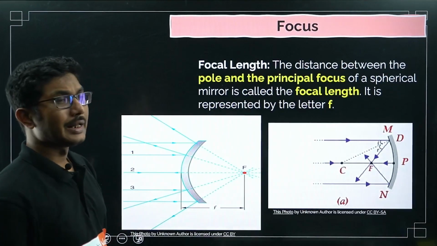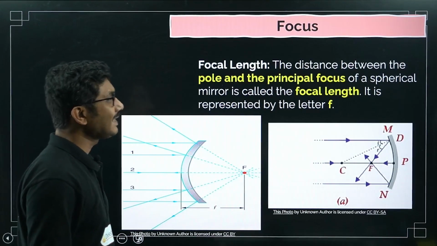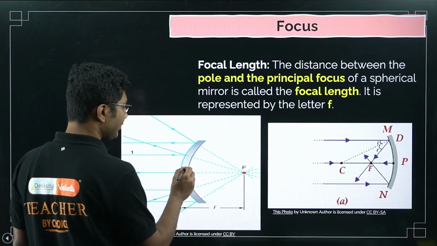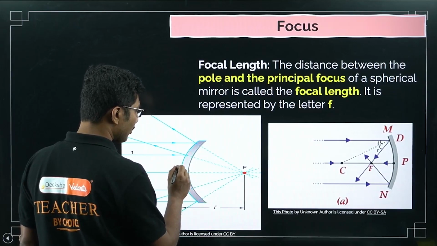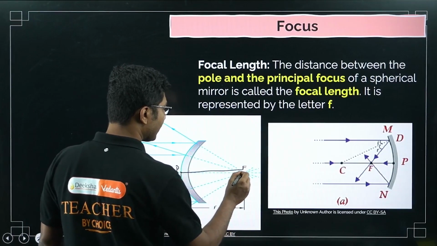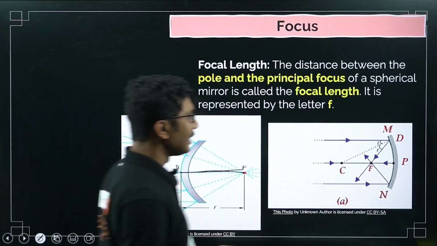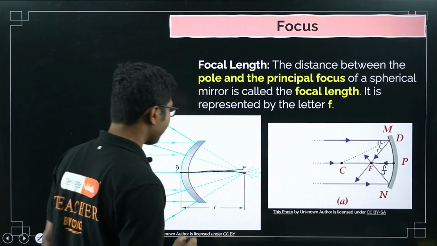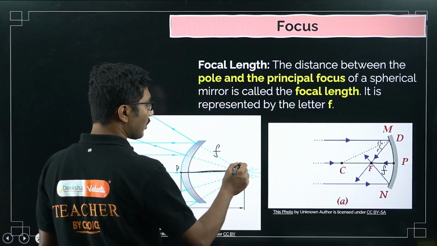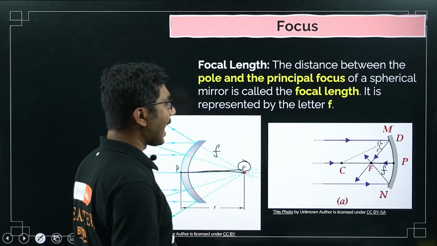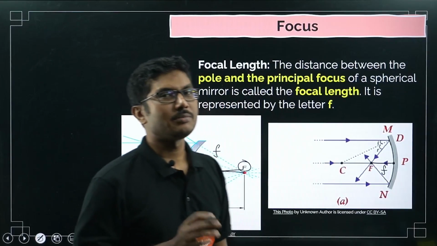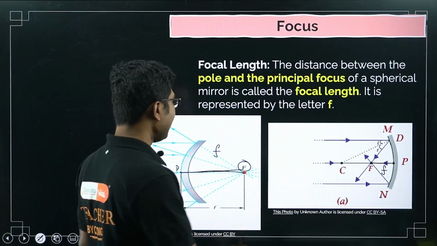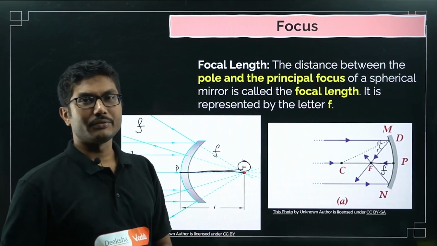Now what is focal length? Okay, focal length is the distance between the pole and the principal focus. In this case this is the pole, so the distance between the pole and the principal focus is called the focal length. In this case focal length is this. It is denoted by a symbol small f. Focus is denoted by capital F and focal length is denoted by small f. Small f means the focal length, and capital F is the focus.